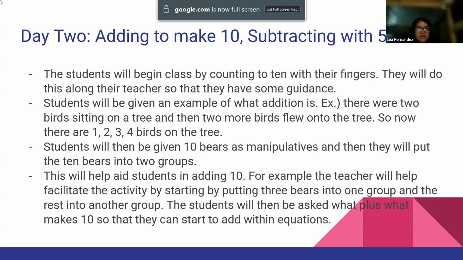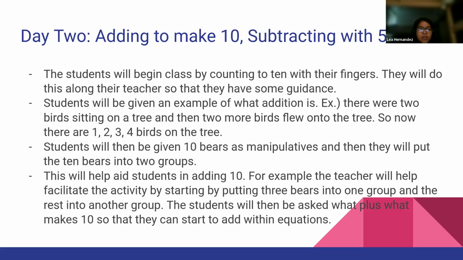I'm Leah Hernandez, and I'll be talking about day two, which is adding to make 10 and subtracting within 5. In the beginning of day two, the students will begin class by counting to 10 with their fingers. So, review of day one. They will do this along with the teacher so that they have some guidance.